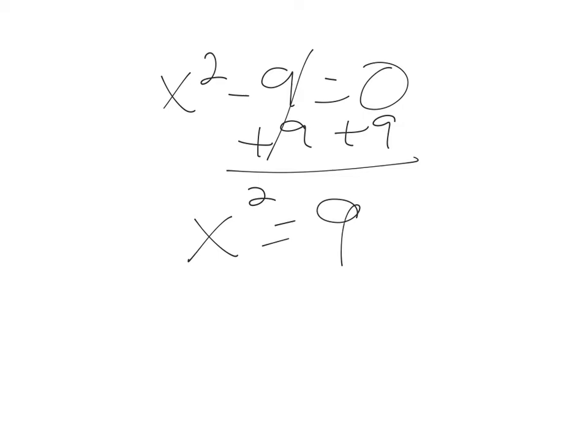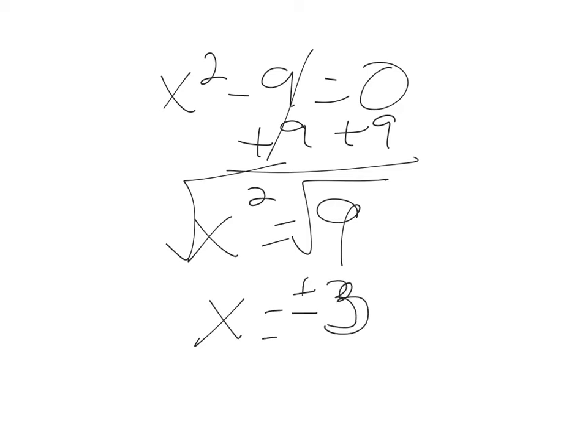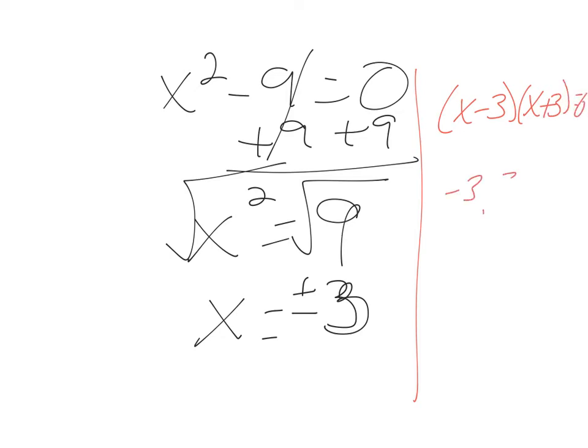X squared equals 9, and then I can undo squaring by taking the square root. So x is plus or minus 3. Remember to include both the positive and negative value. If you were to have factored that, what two numbers multiply to be -9 that add up to 0? It would have been -3 and 3, giving you your -3 and your +3 roots.